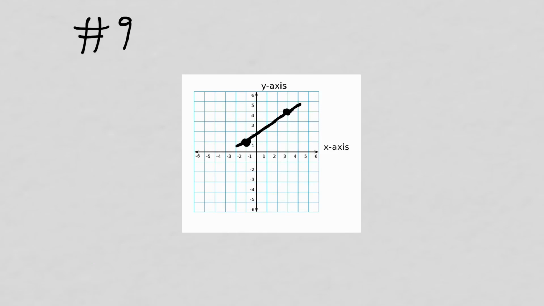All right, number 9. It wants to know the slope of the line perpendicular to the line in the graph. So the first thing we got to do is find the slope of the line in the graph, then find the slope that's perpendicular. The slope for this is going to be a rise of 3 and a run of 4. So the slope for this line is 3/4. We know that it's positive because it rises to the right, okay?